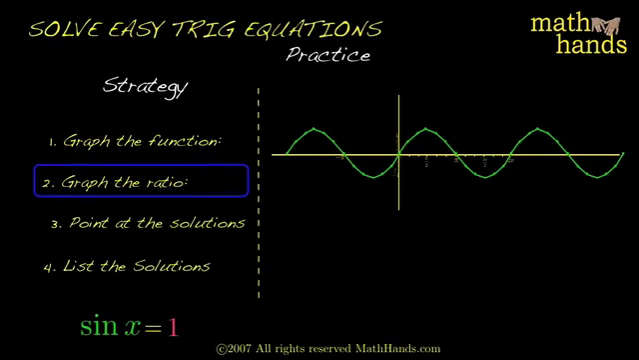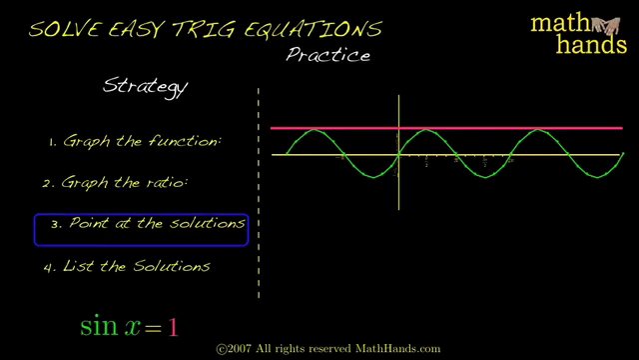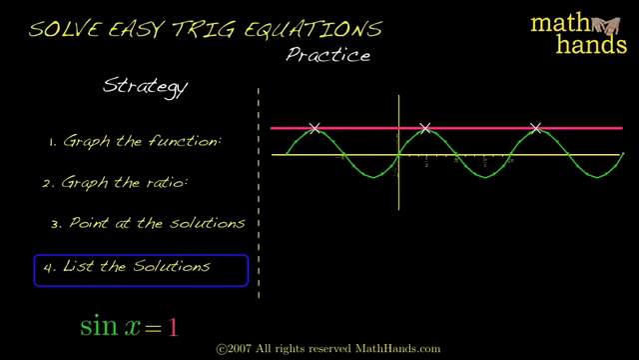First thing we do is graph the function. That's easy, graph sine x. Next thing we do is graph the ratio. In this case, the ratio is 1. The next thing we do is point at the solutions and say, hey, they're staring at us right there. Those are the solutions. Those are the x's for which sine of x equals 1. And keep in mind that there's a whole bunch more to the right and to the left. We just want to point out enough to where we can see the pattern that will help us describe every single solution. I think this is enough for the pattern, which takes us to the next point. We actually want to list them.